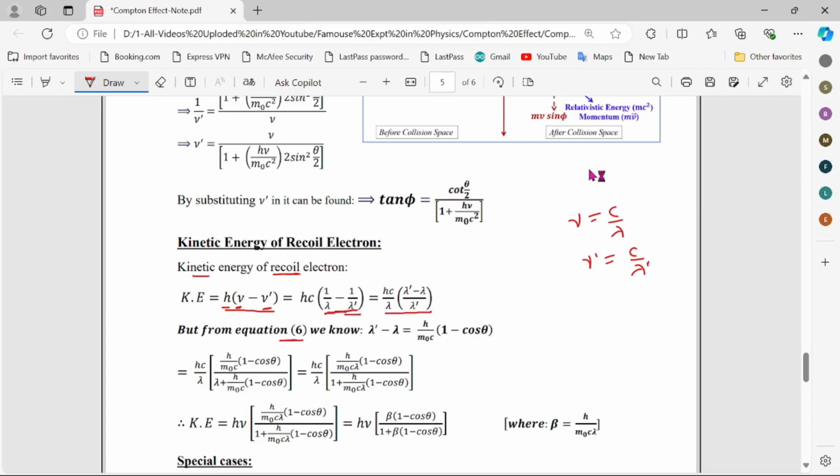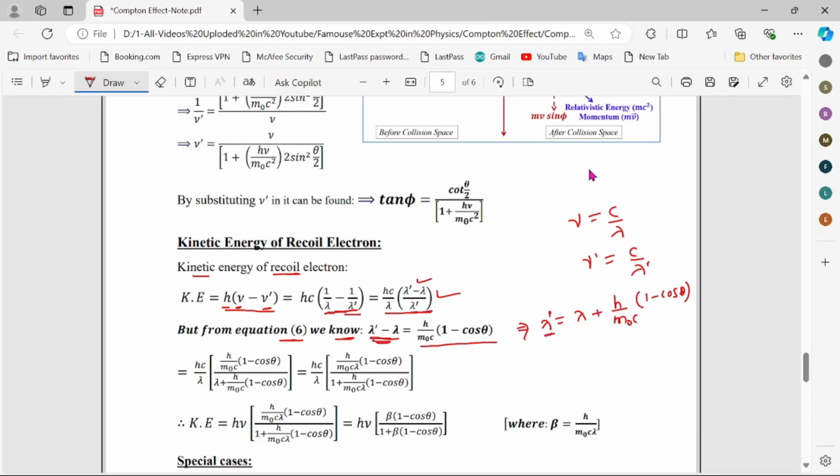But from equation number 6 we know that λ' minus λ, that is the change of wavelength of the scattered photon, is how much? h by m0c into (1 minus cos θ). So that implies λ' will be how much? λ plus h by m0c into (1 minus cos θ), right? So in this equation we are going to substitute λ' minus λ in the numerator and this value of λ' in the denominator.